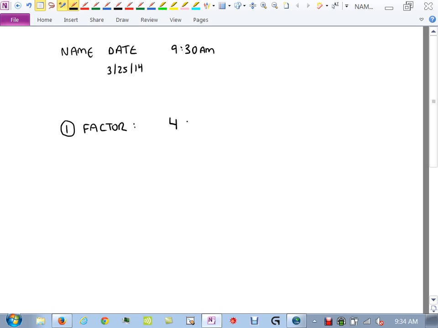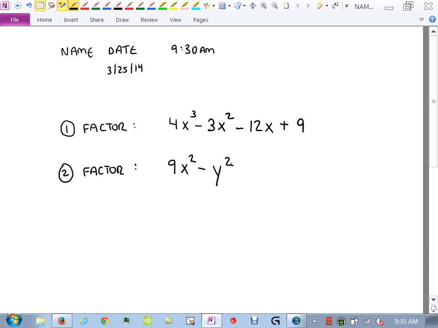4x cubed minus 3x squared minus 12x plus 9. And the second one, again, factor 9x squared minus y squared.